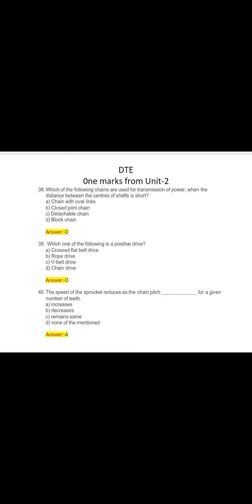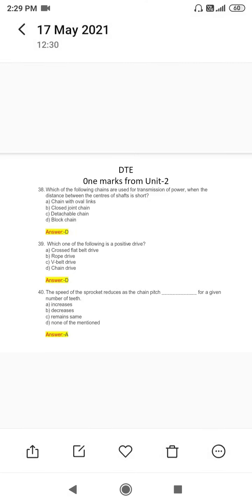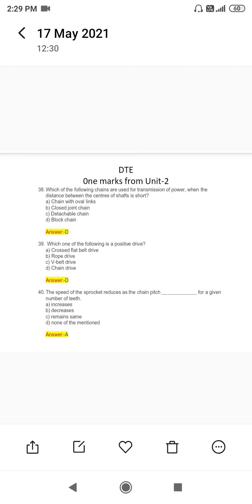Option D. Which of the following is a positive drive? Chain drive is a positive drive. Option D. The speed of sprocket is reduced as the chain speed increases for a given number of teeth. The option is A. And these are some multiple choice questions of basic mechanical engineering.